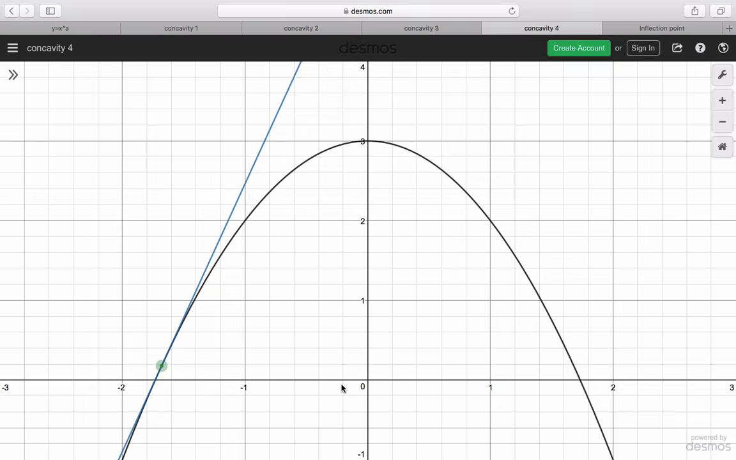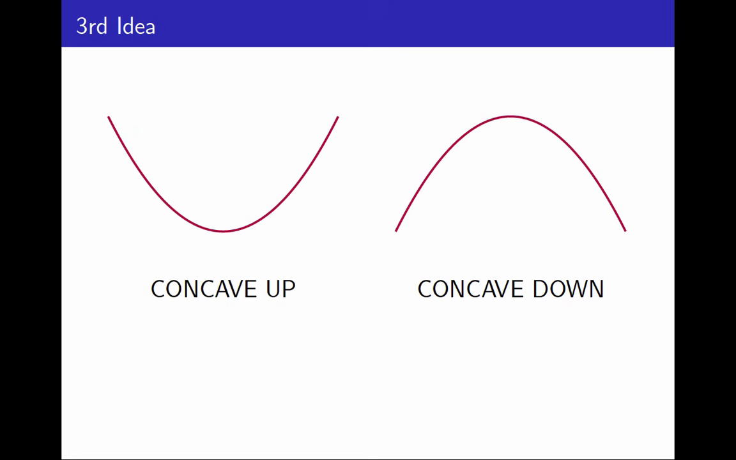By contrast, I now have a function I want to call concave down, and if I start with a point on the left, the slope is very positive, and as I move the point towards the right, the slope becomes smaller and smaller, then 0, and now negative and more negative. So the slope is now decreasing. Using this idea, I can define a function to be concave up when the slope is increasing, and concave down when the slope is decreasing.